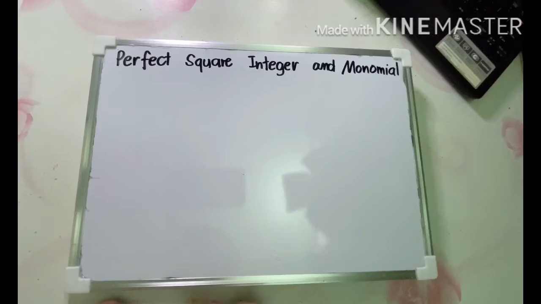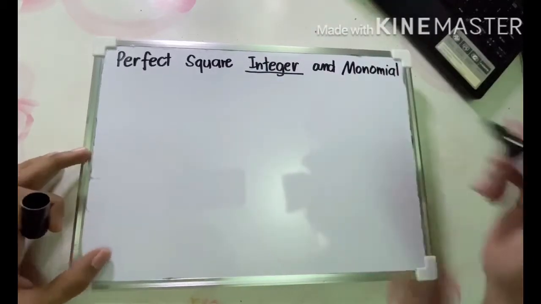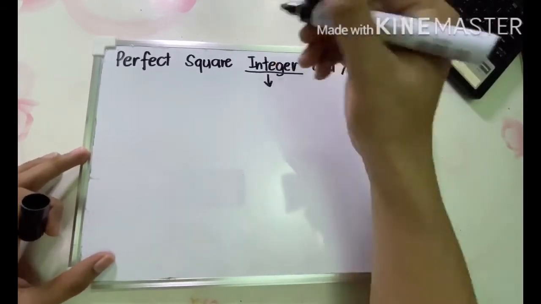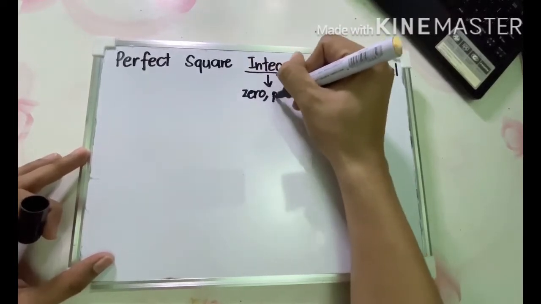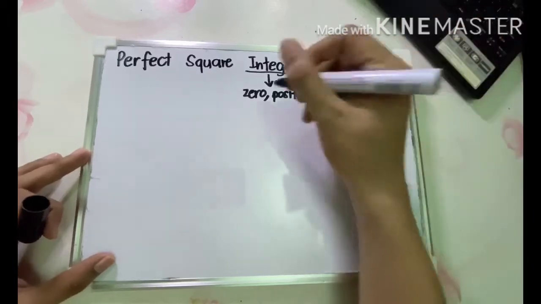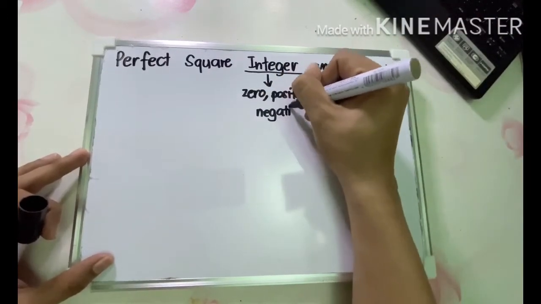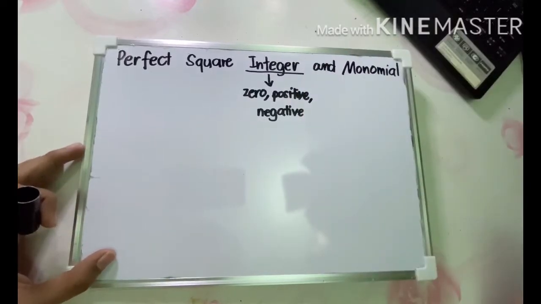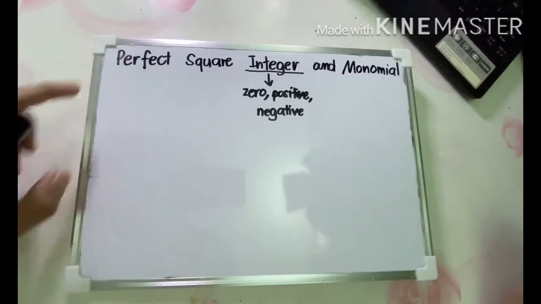Let's have perfect square, integer, and monomial. So before that, let's define an integer. An integer could be 0, it could be a positive integer or positive number, and it could be a negative number or negative integer. So let's go first to perfect square integer.